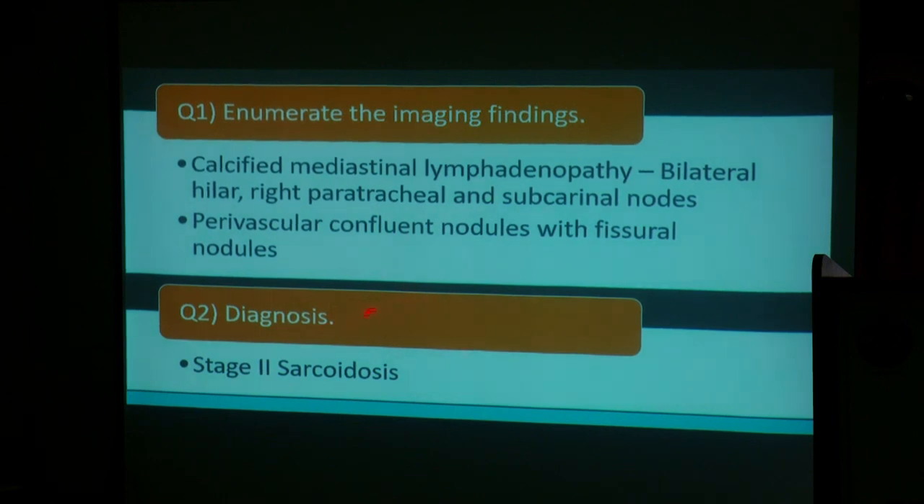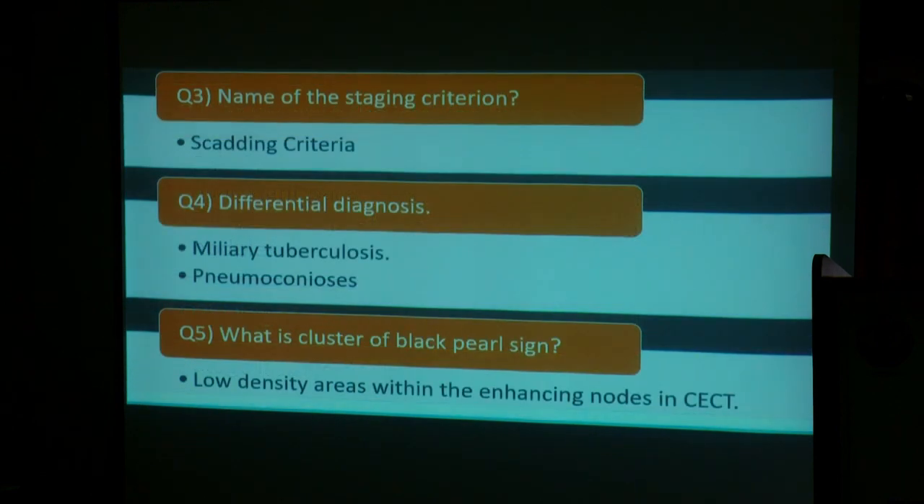Always in sarcoidosis you have to give the staging. Can anyone tell the name of the stage for sarcoidosis? That is my next question. It's the Scadding criteria, Scadding staging. Initially it was only used for plain radiographs. Now it is allowed to use for CT also. Our patient had both nodal involvement and pulmonary lesions and hence it is stage 2. The differential diagnoses are miliary tuberculosis and pneumoconiosis.